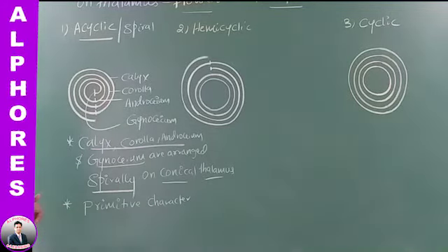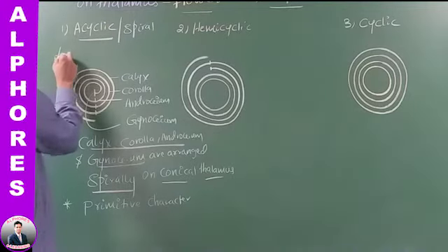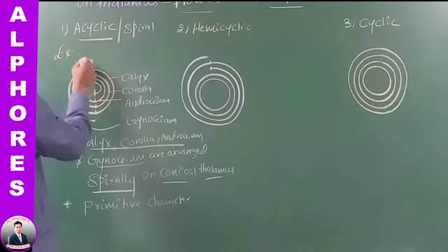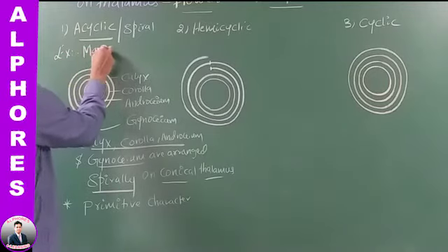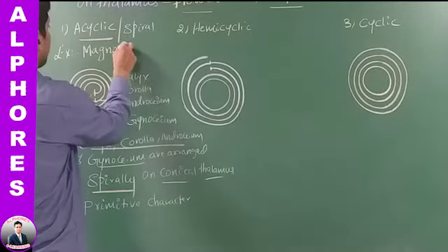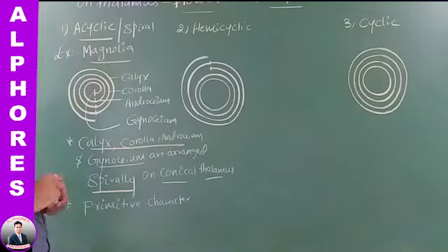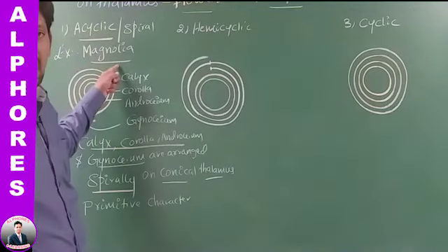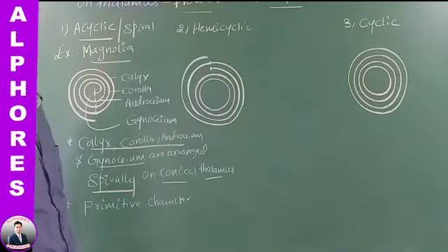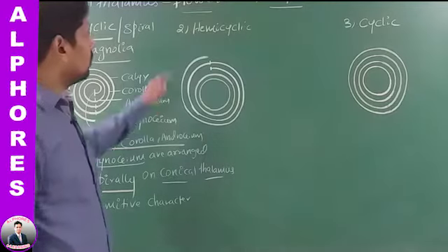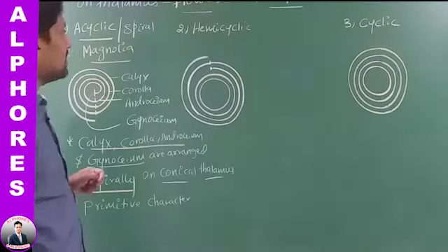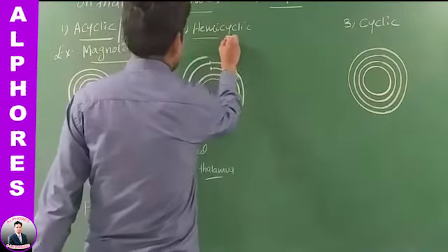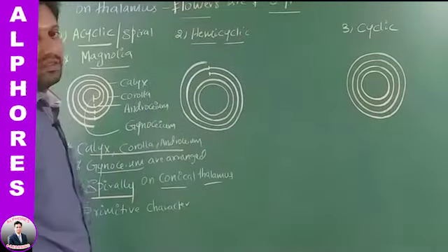Now go to examples of acyclic flowers. An example of an acyclic flower is Magnolia. Now go to the second one, hemicyclic flowers.